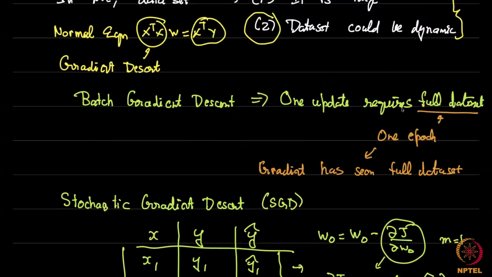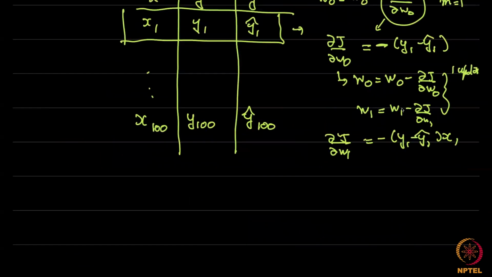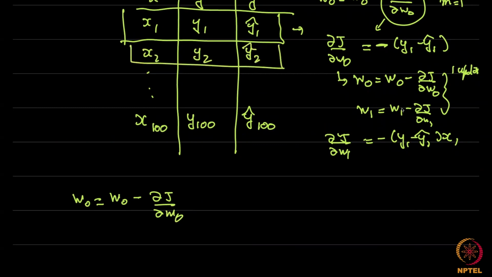So what I do is this. The second step will be W naught equal to W naught minus del J del W naught, where this del J del W naught will now be calculated for the second data point. So one more update. So this will be minus y2 minus y hat 2, and so on and so forth.